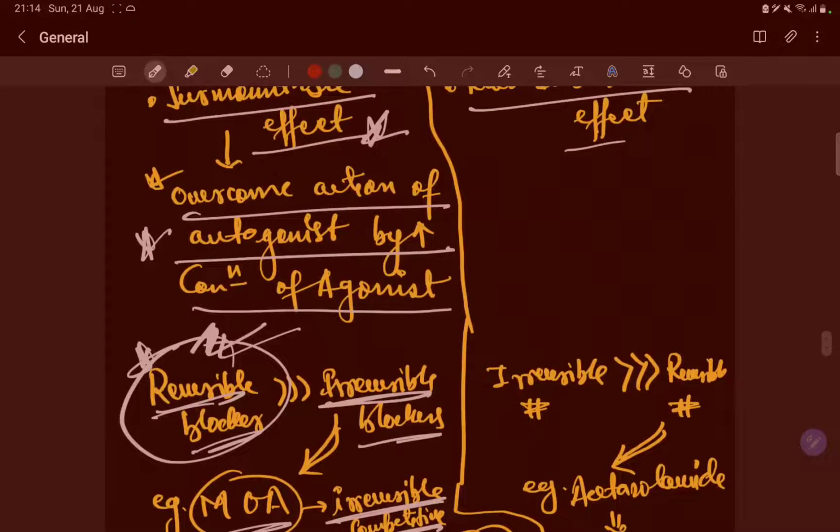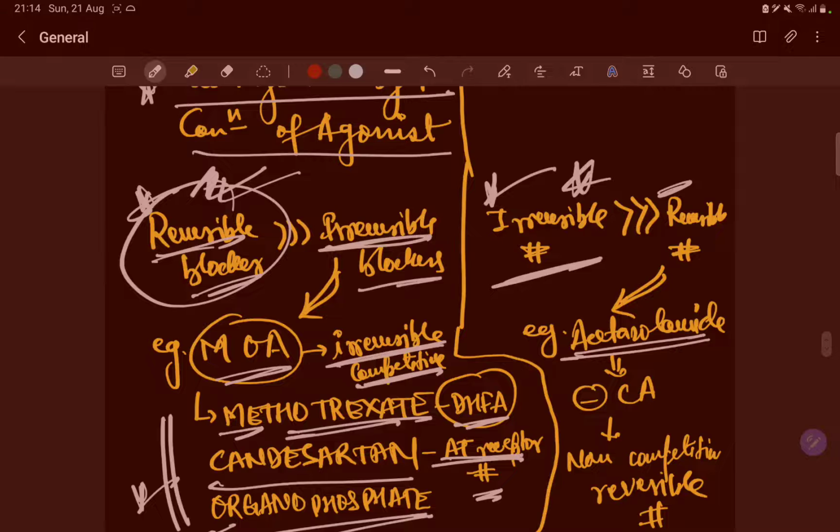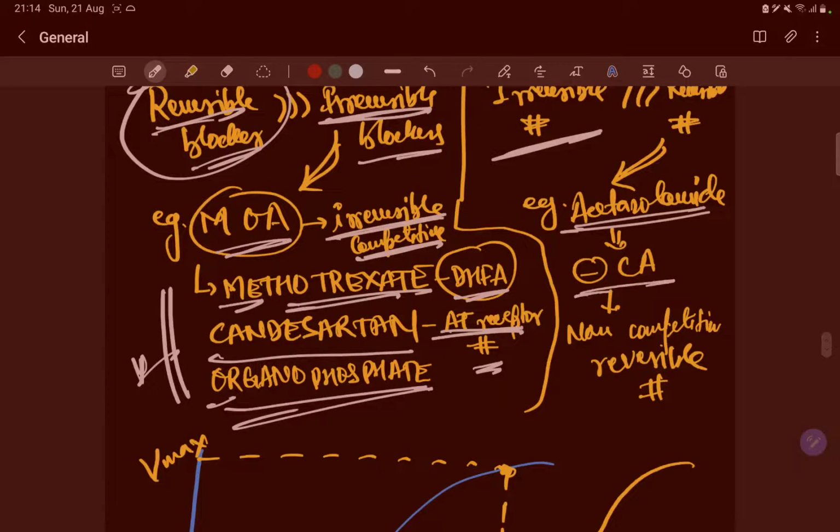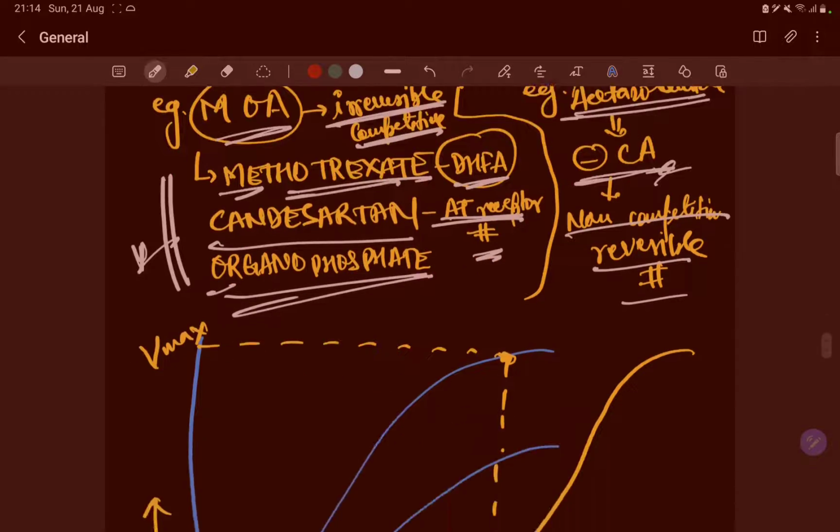Whereas in non-competitive antagonism, irreversible blockers are very, very common. Mostly they are irreversible blockers, but some are reversible. For example, acetazolamide, which inhibits the carbonic anhydrase, and this is a non-competitive reversible blocker. Okay, so these are exceptions, and exceptions are questions.